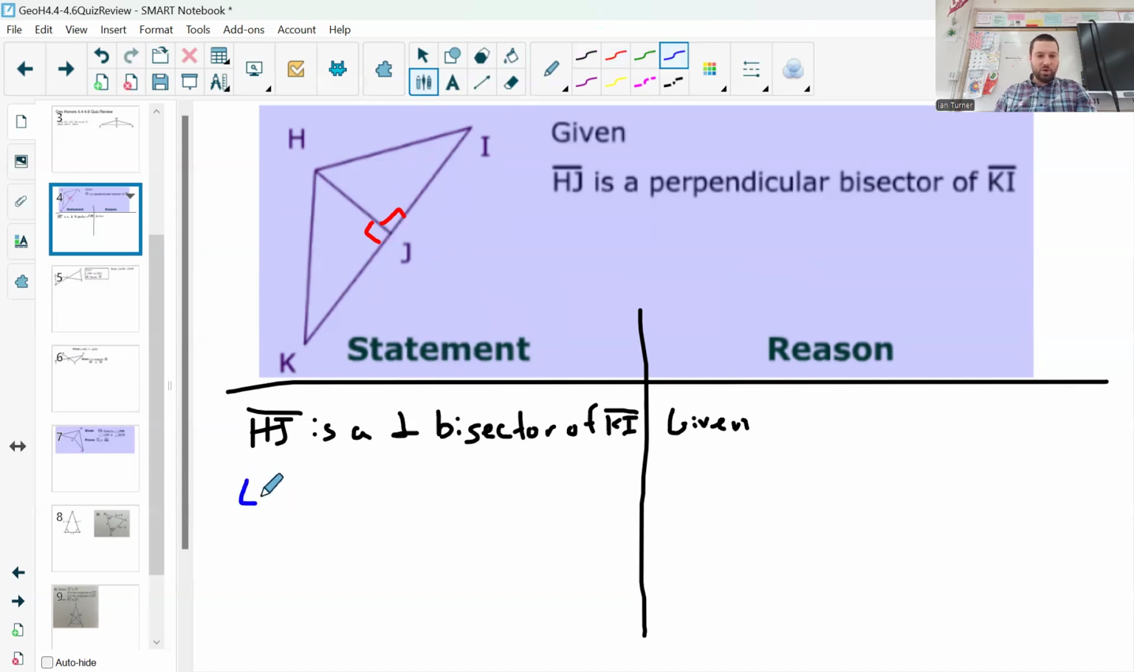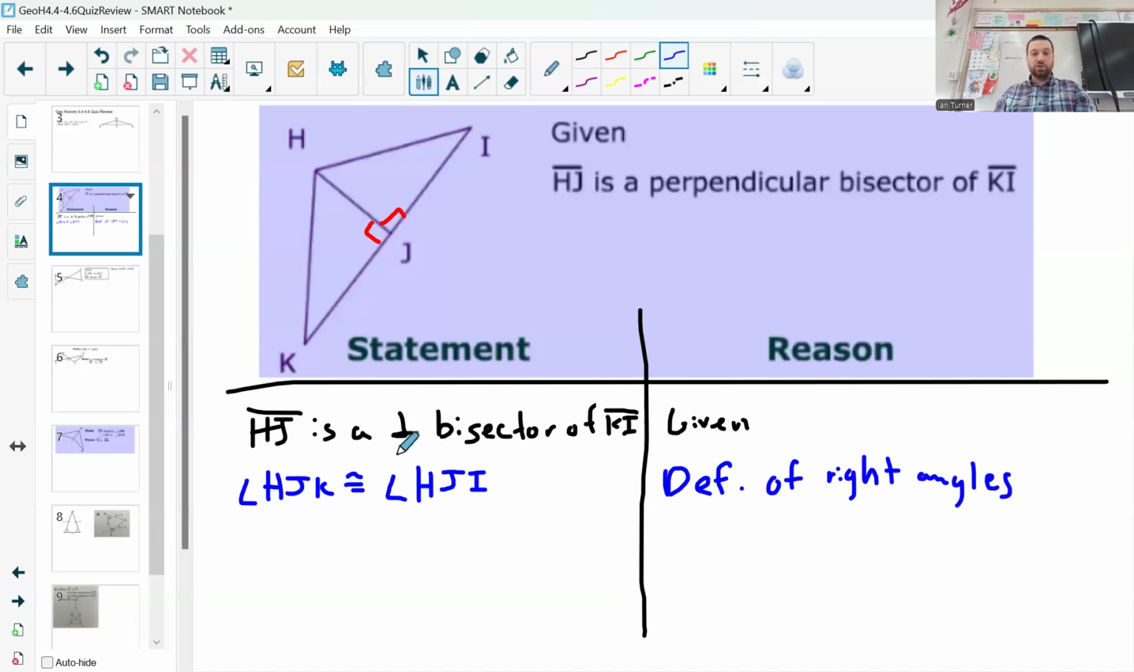And we could say angle HJK is congruent to angle HJI. Right? And you could say definition of perpendicular, you could say definition of right angles. I'm going to go for that one. I'm going to say definition of right angles because we know they both got to be right angles and two right angles are both equal to 90, so they're equal. Okay, so we're going to say definition of right angles. So we're still using the given. So we use the given to use the perpendicular to say that those are equal, but it's also a bisector.